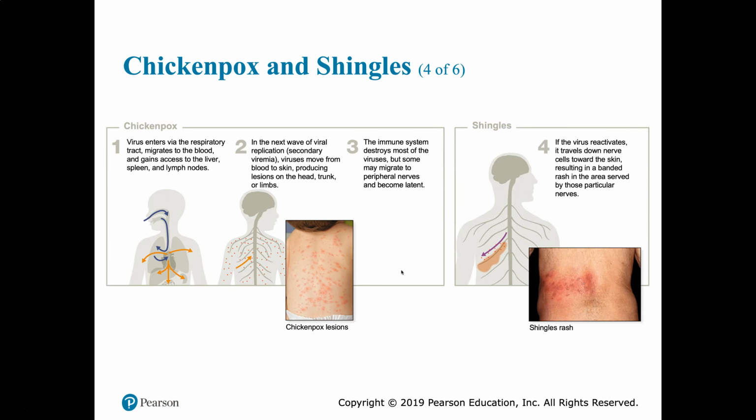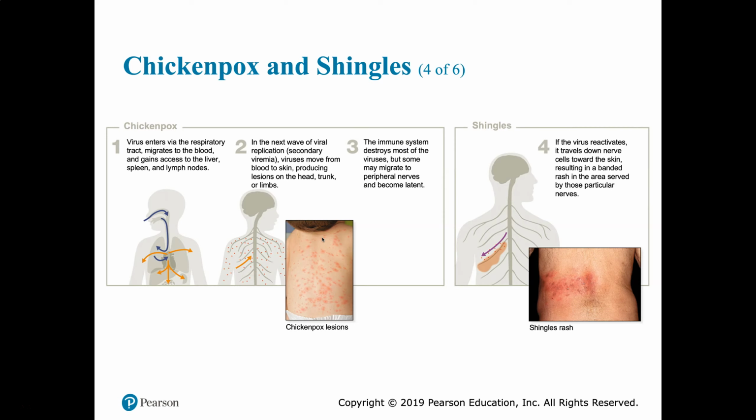And you can see here, this is a great image from your book. It talks about how the virus gets in your respiratory system and then replicates and travels through the rest of your body. Lesions on the head, trunk, and limbs. These are chickenpox lesions right here. If you've never had chickenpox, you should be very grateful. It is extremely itchy. It was miserable.